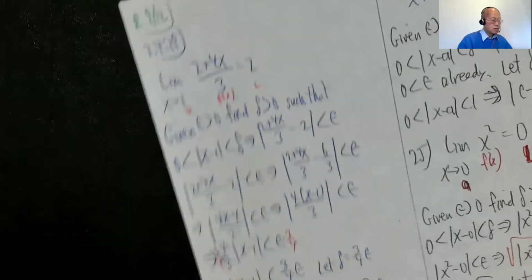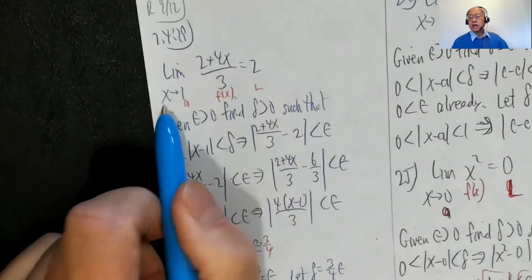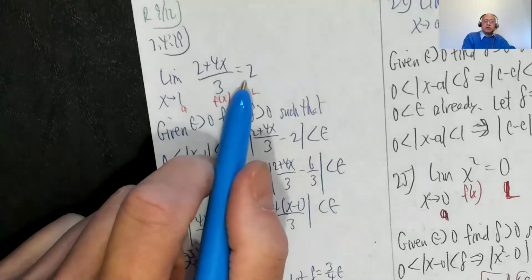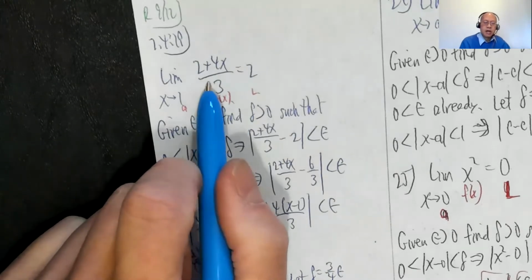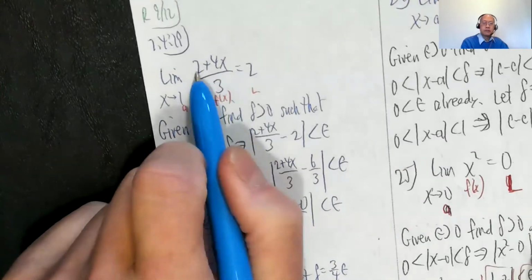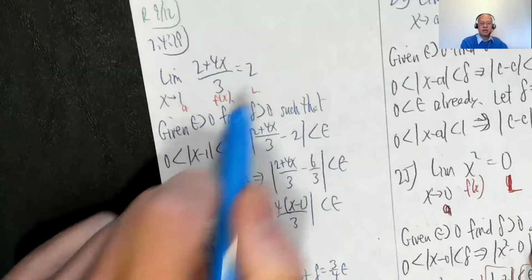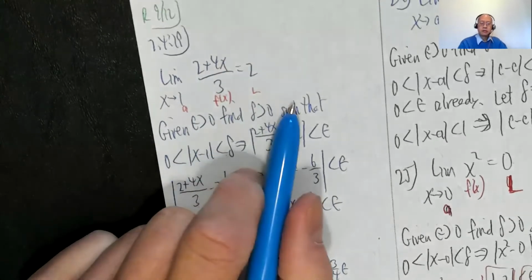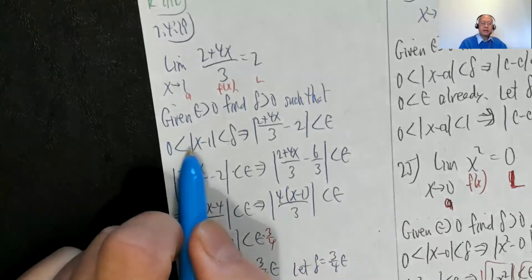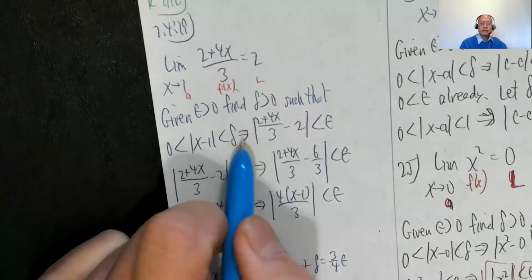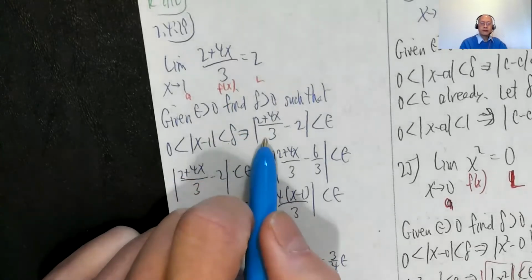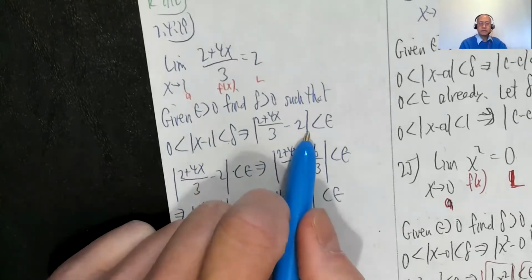Do a few more. Here's 2.4, number 19. Limit as x approaches 1 of 2 plus 4x divided by 3 equals 2. This one's a little harder because of the fraction. By the way, you want to check to see if it's believable. If I plug in 1, I get 2 plus 4 is 6, divided by 3 is 2. It's believable. Okay, so write all this stuff. 0 less than absolute value of x minus a, x minus 1, less than delta, implies absolute value of f of x, 2 plus 4x over 3 minus 2, is less than epsilon.